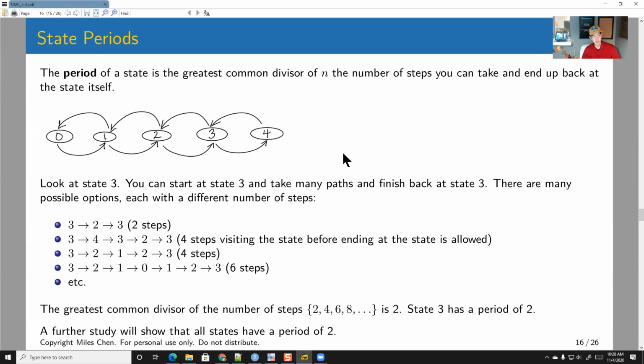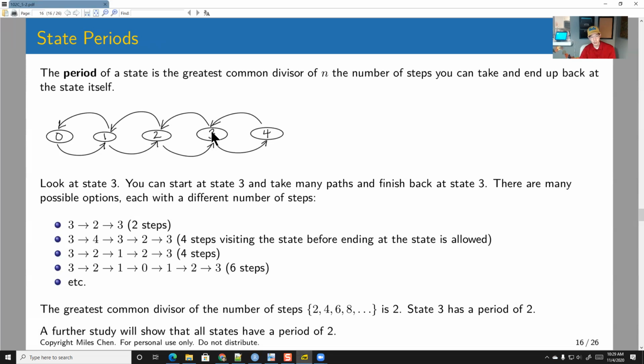Let's look at state 3. There are lots of different pathways we can take to end up back at state 3. We can go from 3 to 2 back to 3. That's 2 steps. I can go from 3 to 4 to 3 to 2 to 3, and that would be 4 steps. You are allowed to visit the same state before ending at the state.